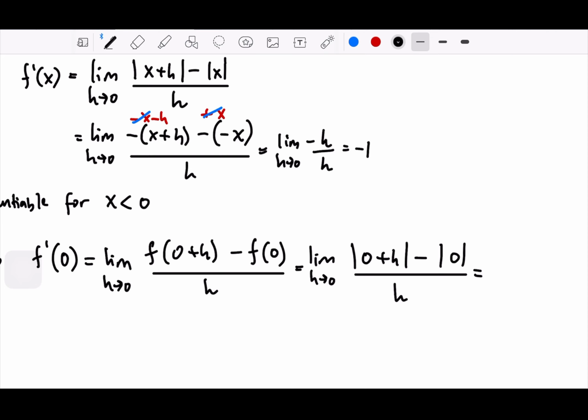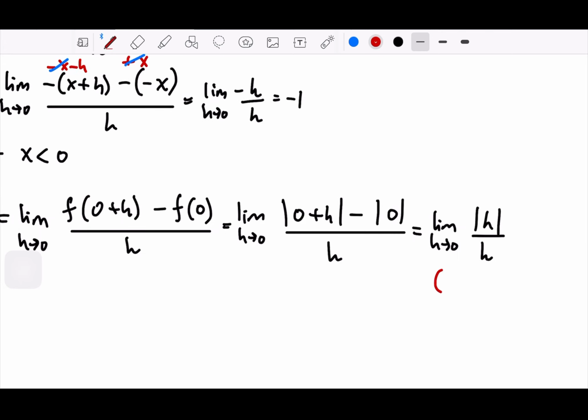And it's resulting with the value of absolute value of h divided by h. And we're still not sure whether it exists or not. So we can write here, if it exists. Okay. Now how do we know that this exists or not? What can we do? Any idea?